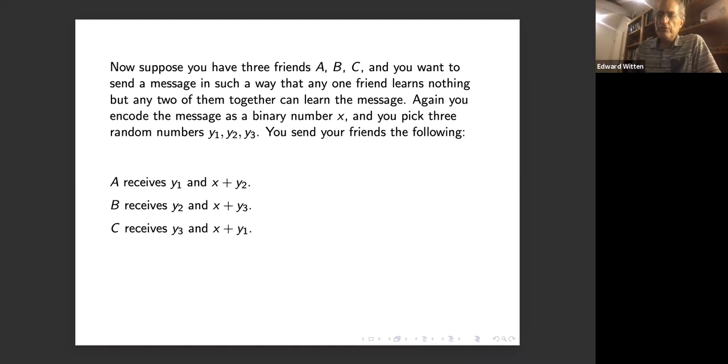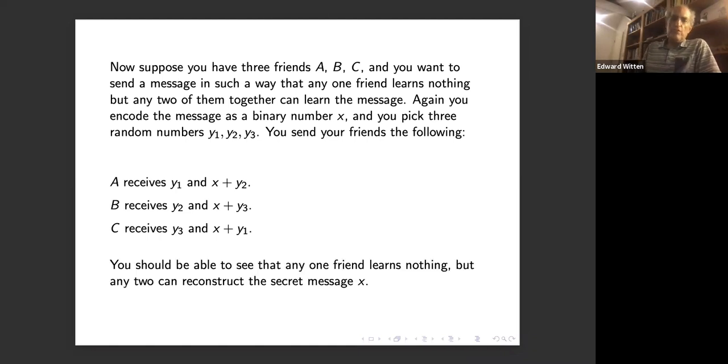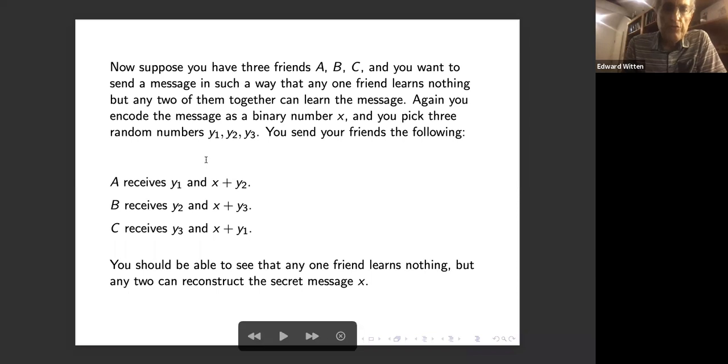So each one individually has received two random numbers. But you should be able to see that although any one friend learns nothing, any two, if they get together, can reconstruct the secret message. Because, for example, if A and B get together, they have both Y2 and X plus Y2. And then by subtraction, they find X. And similarly for any other two pairs.